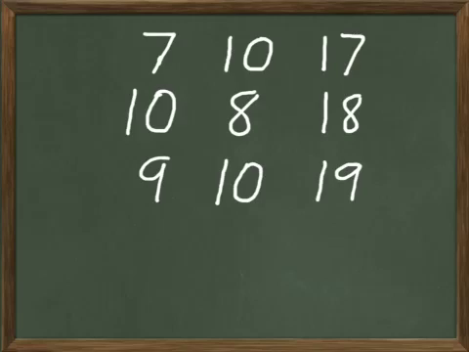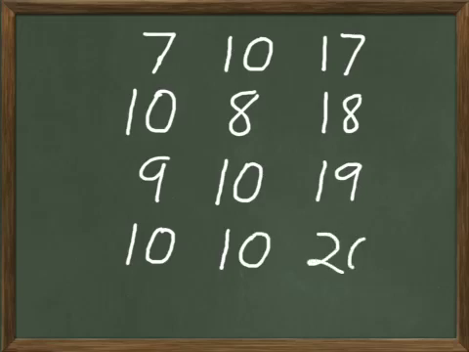Our last problem has Mary, who has 10 cents, and her mother gives her 10 cents more. How many cents did she have then? So she had 10 cents to start with. Mary had 10 cents, and then her mother gave her 10 more cents. 10 and 10 are 20. So Mary ended up with 20 cents. Okay, that wasn't too hard, was it? 10s are kind of fun to work with.